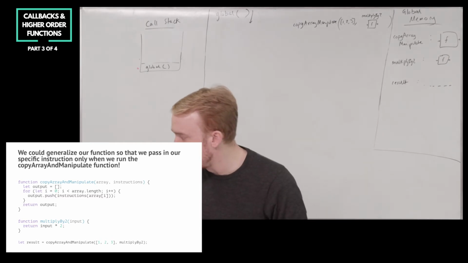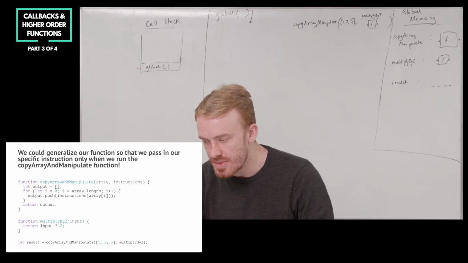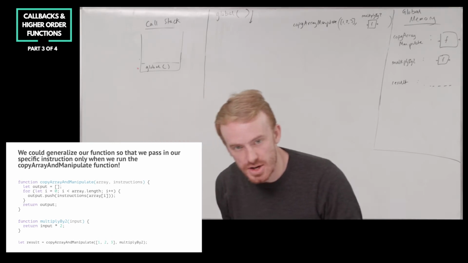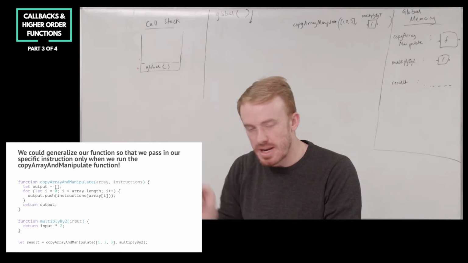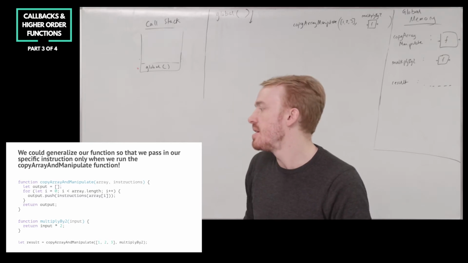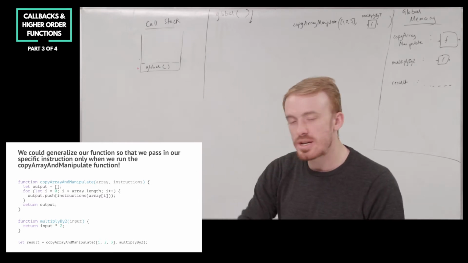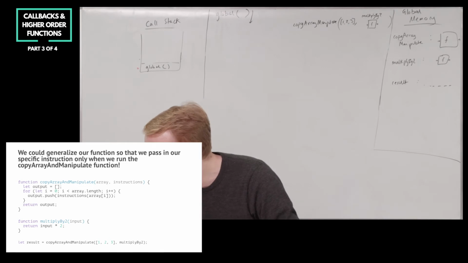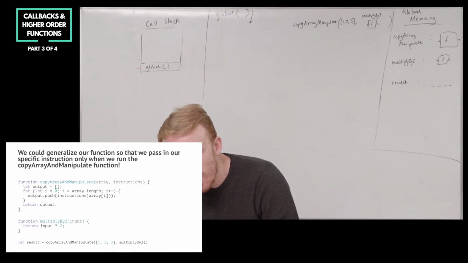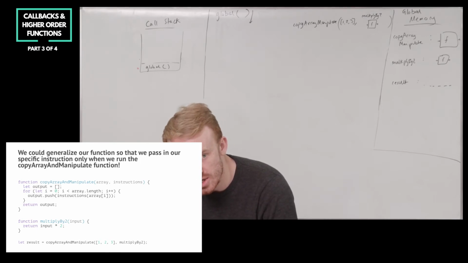Just like inside copyArrayAndManipulate, array is going to be replaced by 1, 2, 3. Wherever you see array inside the body of this function, JavaScript is going to pull it out and replace it with 1, 2, 3. Similarly, wherever you see the word instructions, JavaScript is going to replace it with multiplyBy2, because 1, 2, 3 is filled in for array and multiplyBy2 is filled in for instructions.